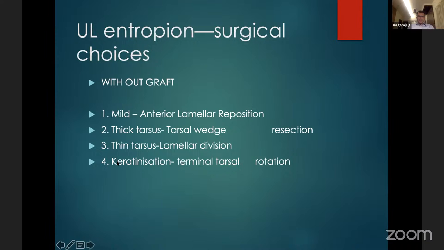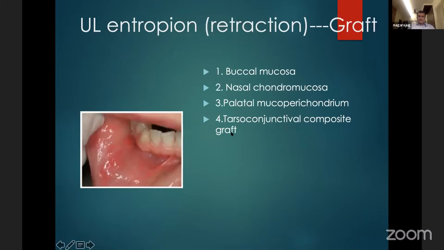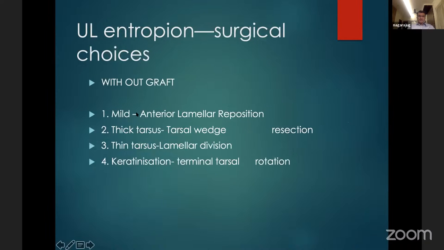And supposing there is severe keratinization, you can try to do a terminal tarsal rotation like a Tibbetts operation. And this is usually seen in Stevens-Johnson syndrome with keratinization, what we corneal surgeons commonly call lid wiper epitheliopathy. Okay, so mild cases, without a normal tarsal plate, the approach is totally different. And along with this, see, these are the procedures which we have to think of without a graft.